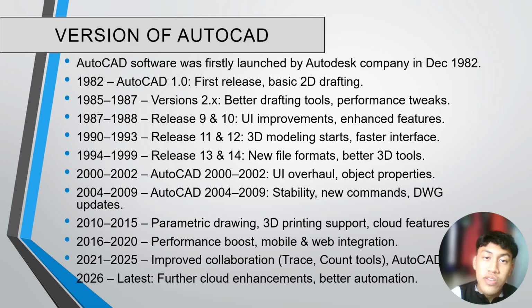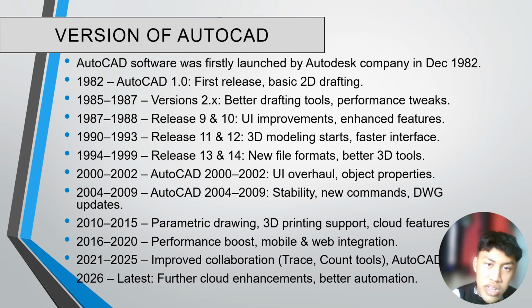The versions of the AutoCAD are listed here. It all started in December 1982, where it was launched by the Autodesk company. The first release only had basic 2D drafting, and 1985 to 87, better drafting tools, performance tweaks, 87 to 88, UI improvements, enhanced features, 90s to 93 starts the 3D modeling and also faster interface. 94 to 99 new file formats and better 3D tools.